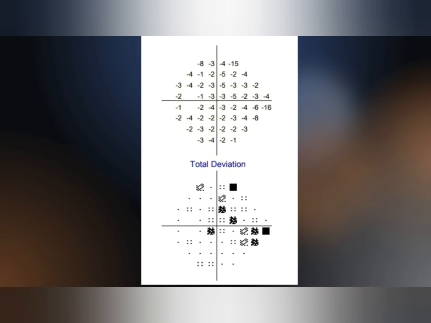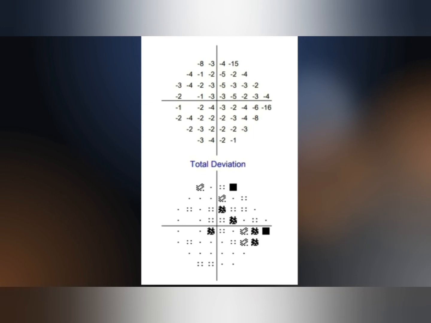But this total deviation numerical plot also has some demerit. So what is the main purpose of doing HVF? We do HVF to detect glaucomatous field damage. That is the main purpose. A generalized field defect is due to refractive error, cataract, or any other injury, something like that, so we get a generalized field defect there.